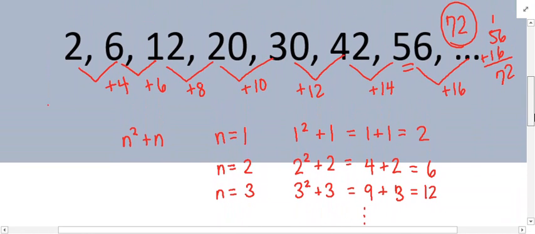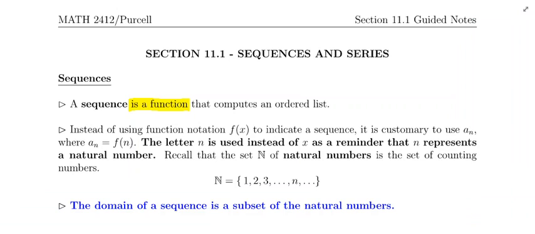My point here is that a sequence is really a function. There is some rule to follow, a formula. We plug something in and we get something out. So keep in the back of your mind as you're studying sequences that it's really a function that generates your ordered list of numbers.